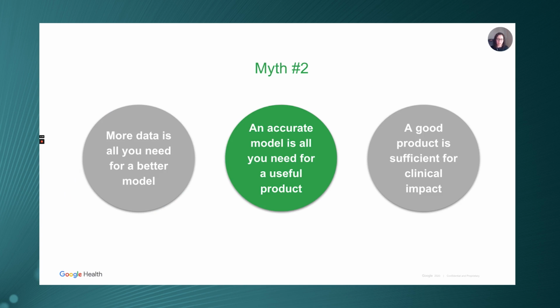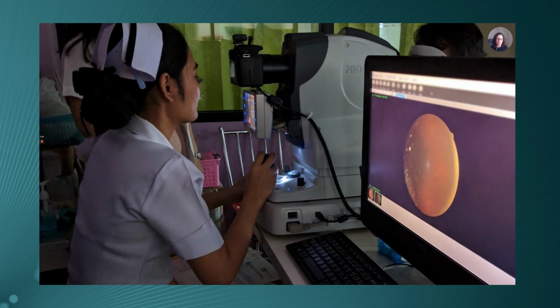Myth number two, an accurate model is all you need for a useful product. So we trained a model, it is super accurate. The AUC of that model is 99%. We put it in the clinic. Have we solved all the problems? So the truth is that if we put something in the clinic, it needs to integrate into the workflow. And if it's not useful for the healthcare professional, then they will not use it, and we actually have not done anything.